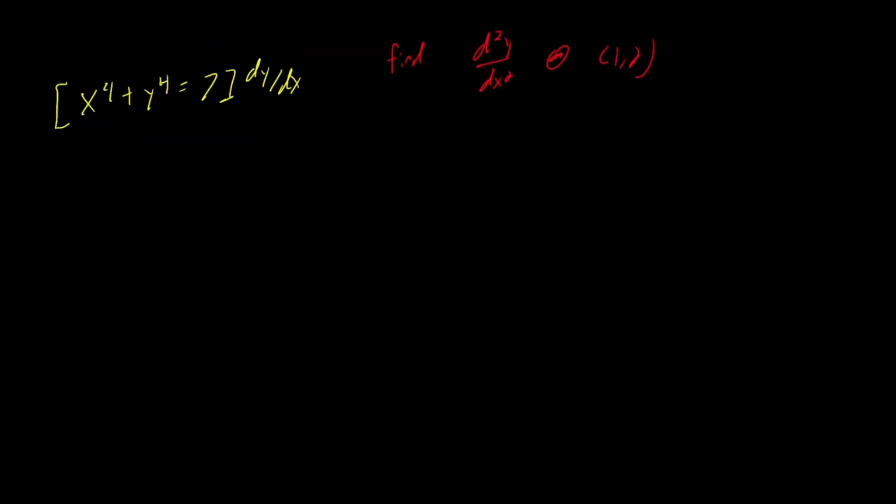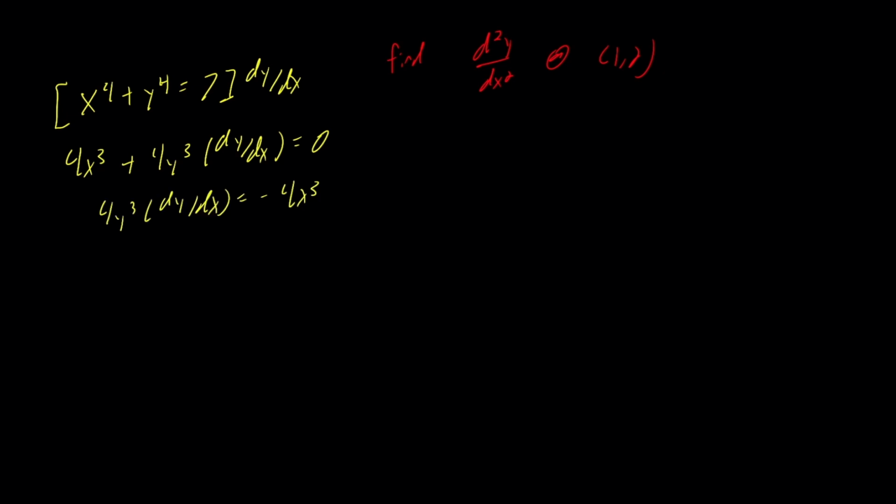Sometimes when you're doing implicit differentiation, you may not always be asked to find dy/dx. Sometimes it might be the second derivative you have to look for. So we have this expression x to the fourth plus y to the fourth is equal to 7. Let's differentiate both sides. You'll see here that we get 4x cubed plus 4y cubed times dy/dx, which is equal to 0. We subtract 4x cubed, and then what's next? We divide by 4y cubed. The fraction can be simplified to just negative x cubed over y cubed.